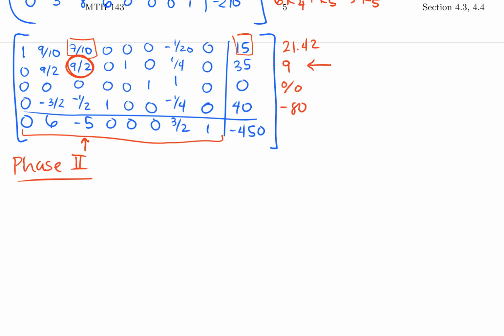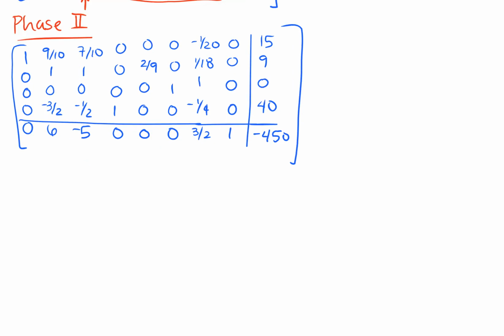So we will take 2 over 9 times row 2 and put this into row 2 in order to make that element a 1. So let's go ahead and do that. Okay, so we are pivoting on the second one that was in row 2, and so now we will need negative 7 over 10 row 2 plus row 1. This goes into row 1.